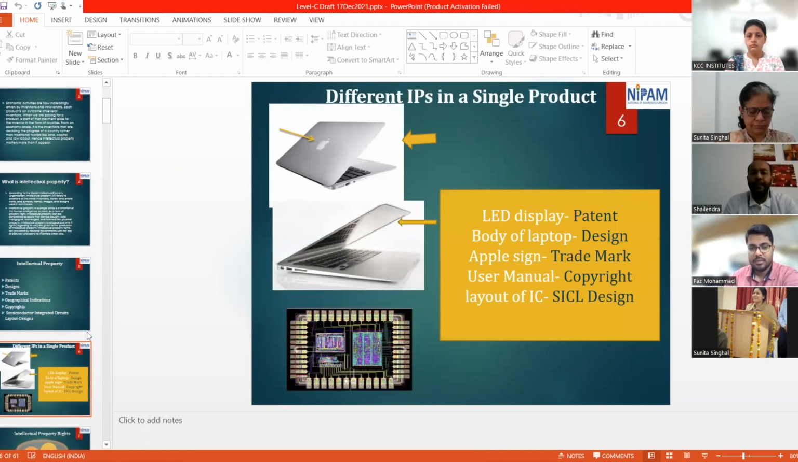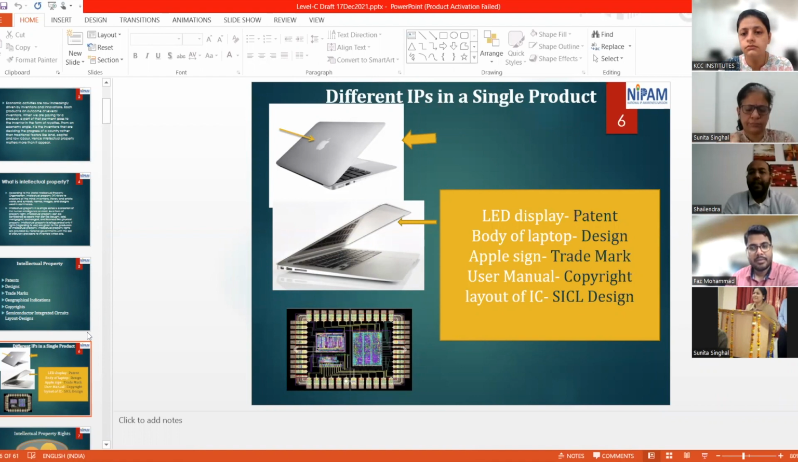Now, let me tell you how a company does business and how they protect their technologies or their product. You can see a product on your screen. This is an Apple laptop. In this product, before launching it in the market, the company first of all found out the different IPs linked with this particular product. All the technology used in the laptop, all the different parts, are patented. So first is finding the different categories.